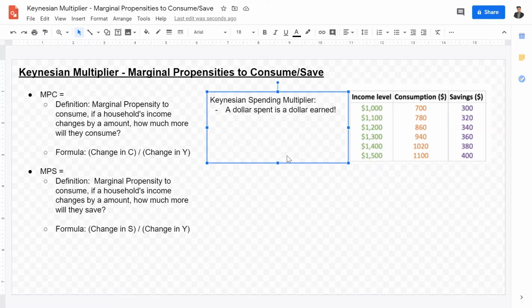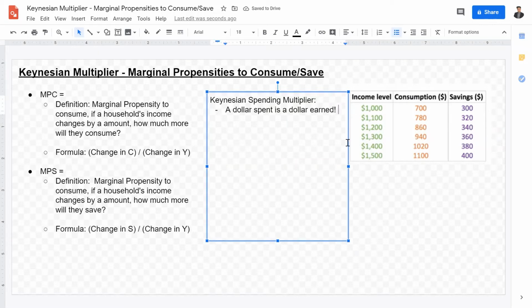Now, what is the Keynesian Spending Multiplier? You clicked on this video and saw the title. If you remember the circular flow diagram, remember GDP. GDP is calculated by government spending plus investment plus consumption plus exports minus imports, or net exports. So you remember this diagram very well.